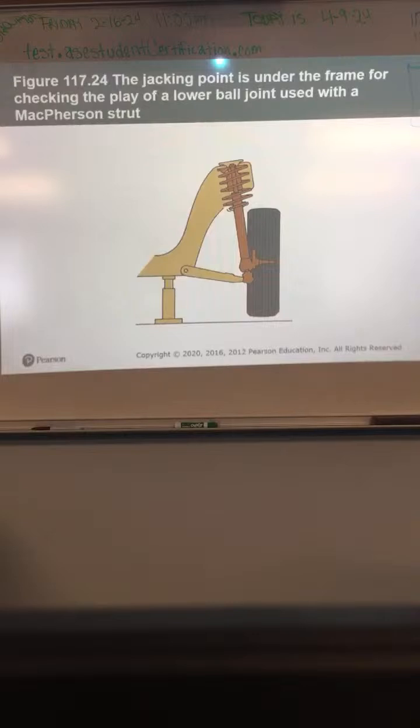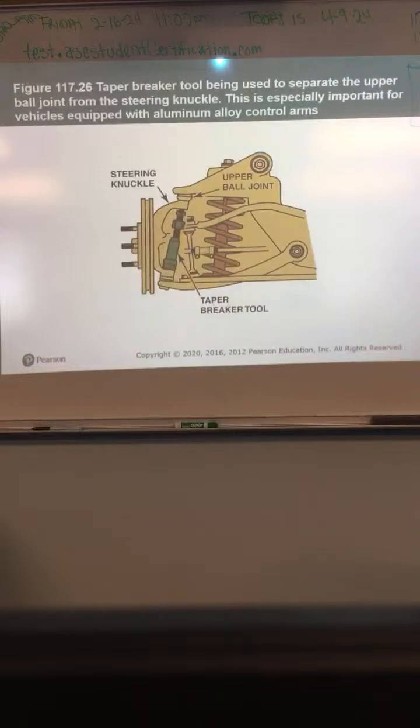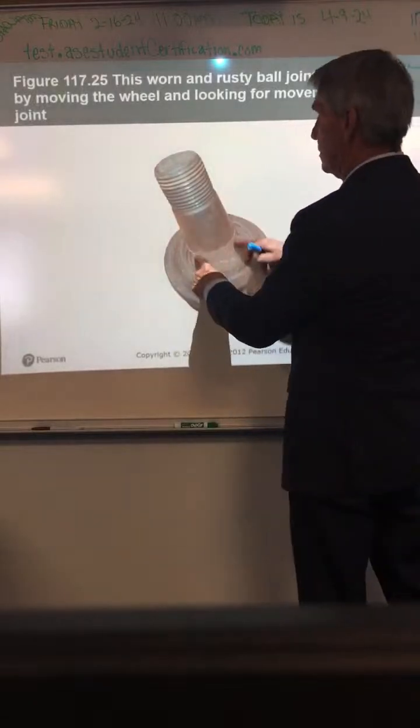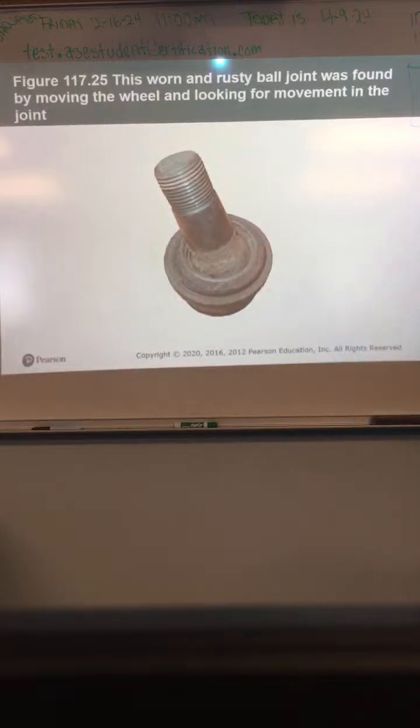Placing the jack under the frame, check for free play on the ball joint used with the McPherson strut. Going to put the jack under the frame on that one. This is obviously a rusty old ball joint. Okay, another thing they made easier. Older ball joints that looked like that were actually a taper fit. These would use a castle nut with a cotter pin through them. You would have to use a special puller on it, or maybe hit the control arm with a hammer to break that taper loose.